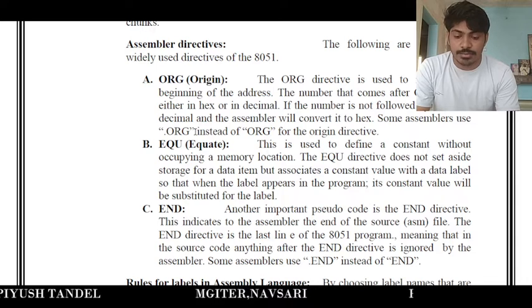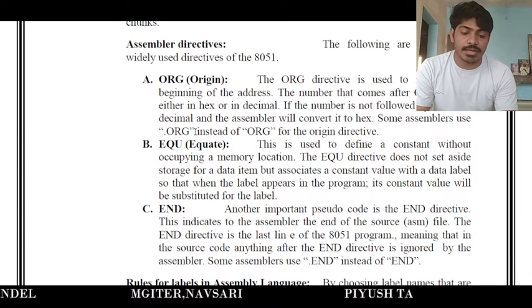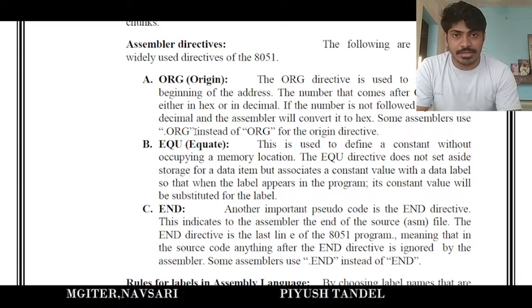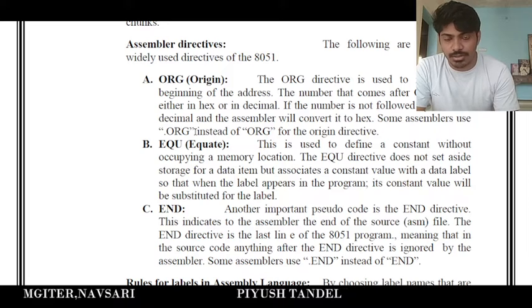So the END directive is the last line of the 8051 program, meaning that for the source code, anything after the END directive is ignored by the assembler, and some assemblers use .end and some use end. So you can use either end or .end.